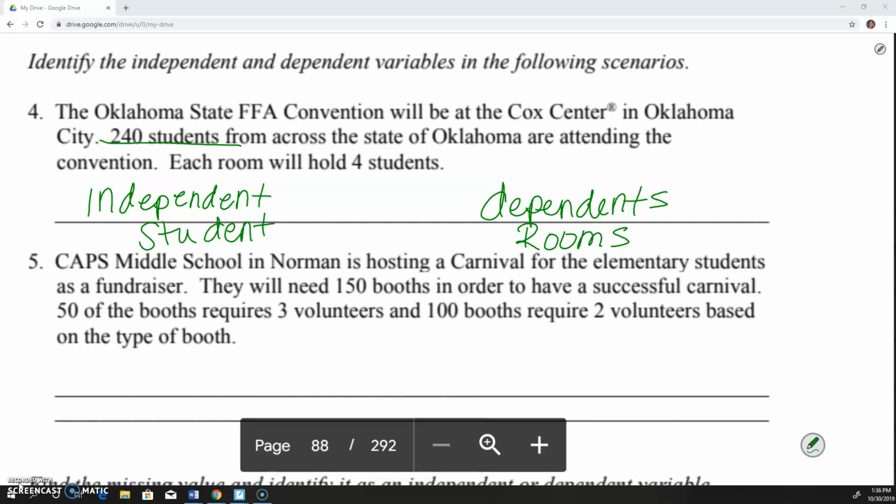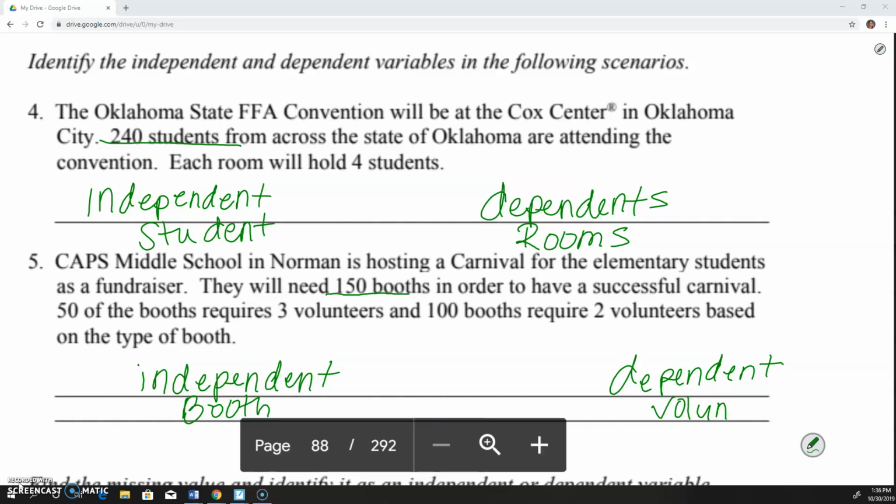Caps Middle School in Norman is hosting a carnival for the elementary students as a fundraiser. They will need 150 booths in order to have a successful carnival. That's what they need. 50 of the booths require 3 volunteers, and 100 of the booths require 2 volunteers based on the type of booth. So what would be my independent? What's not changing? How many booths are there? Right. It's how many booths there are. And my dependent would be what?